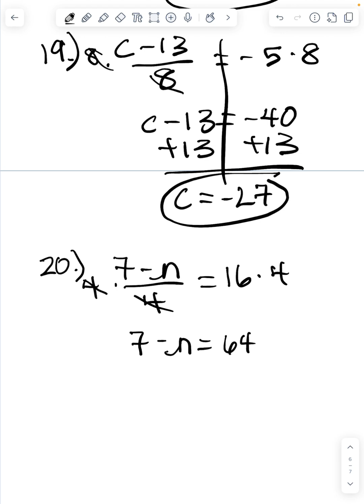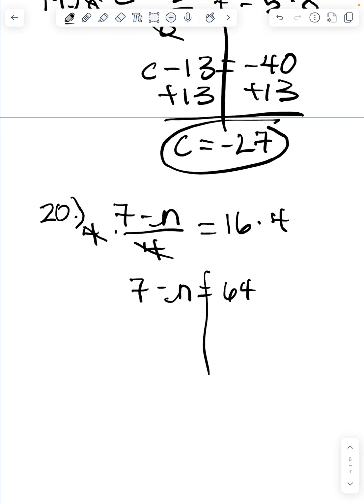All right, now here's my equal sign. Remember, the sign goes with the thing in front of it. So whatever's in front of the 7 is what you do. It's a plus. Even though it wasn't there, I know it's a plus. That means I have to subtract 7 from both sides. That leaves me with negative n equals 57.